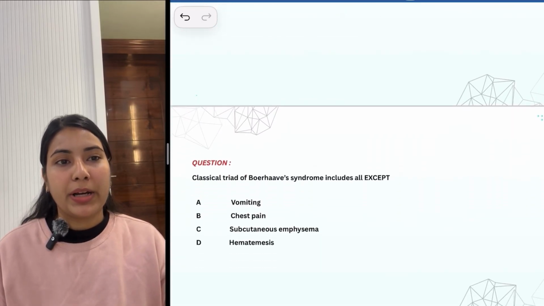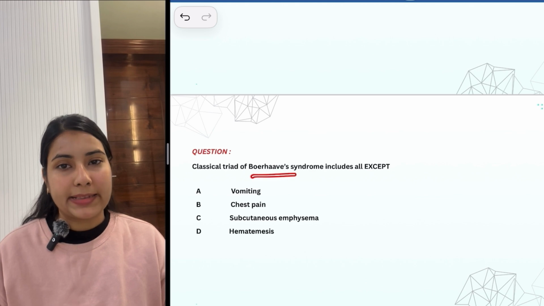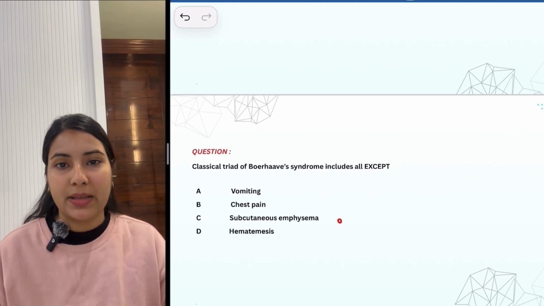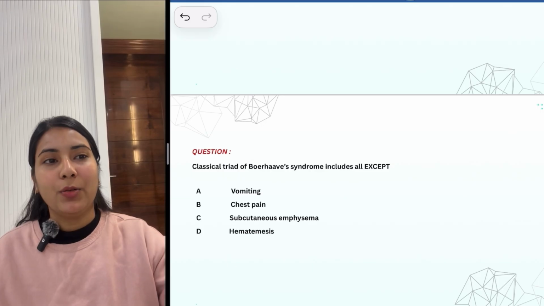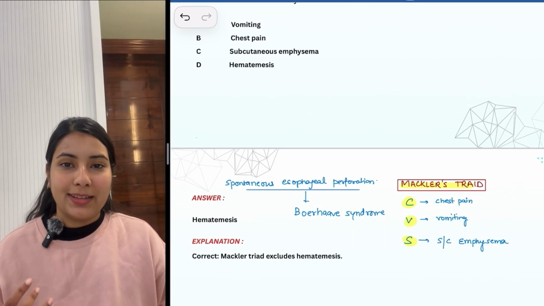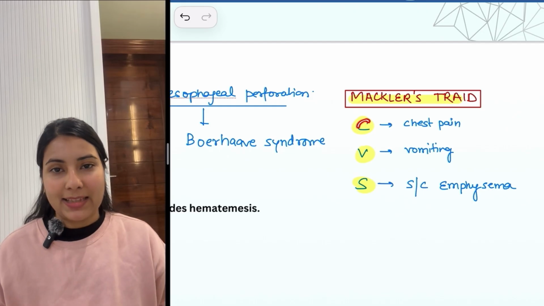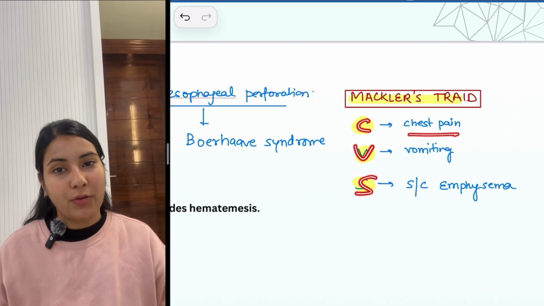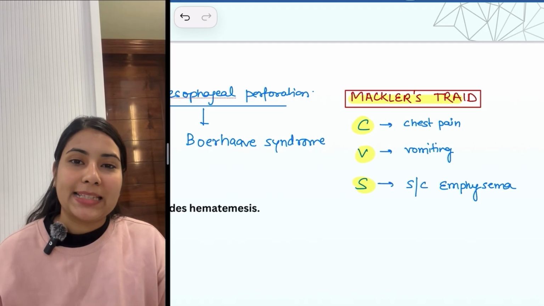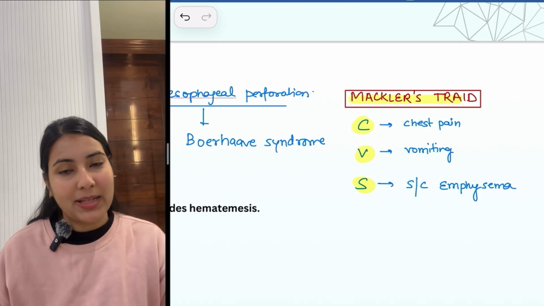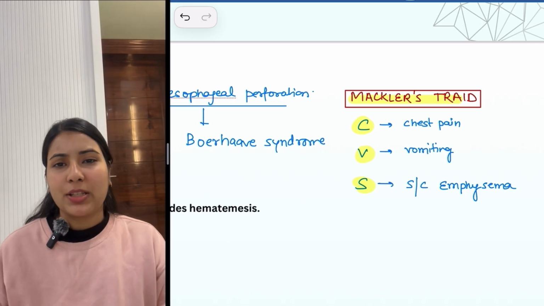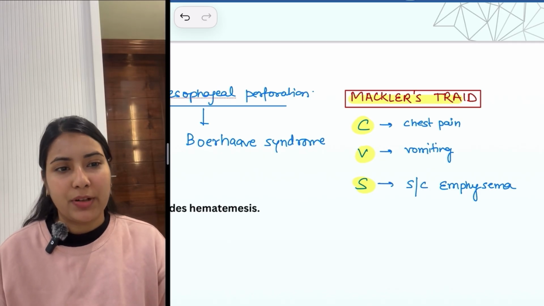Classical triad of Boerhaave syndrome includes all except, your options are vomiting, chest pain, subcutaneous emphysema, and hematemesis. So it is talking about Mackler's triad. The trick is CVS, that is C for chest pain, V for vomiting, and S for subcutaneous emphysema. So the answer here is hematemesis. Hematemesis is not a part of the Mackler's triad, right? Boerhaave syndrome is the spontaneous esophageal perforation, right?